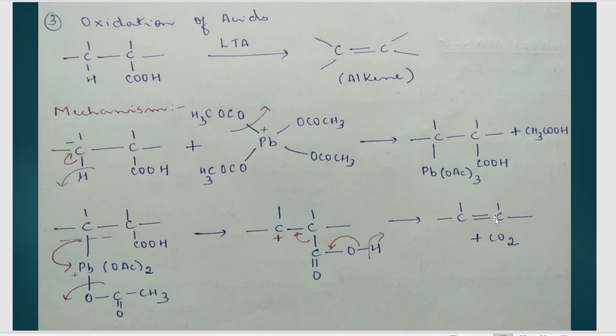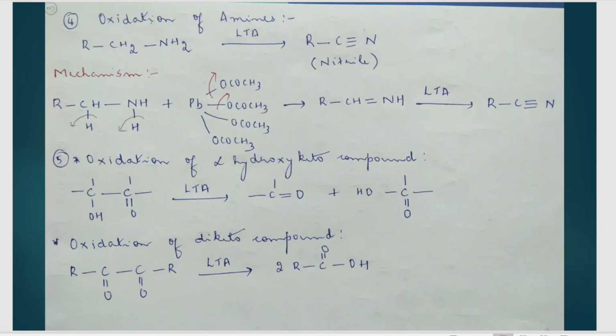We get C double bond C, which is an alkene, and what is the byproduct? That is carbon dioxide. And also you know that one CH3COO minus group is still there in the reaction medium, and we have one H plus which has gone out. These two combine together to form what? CH3COOH.